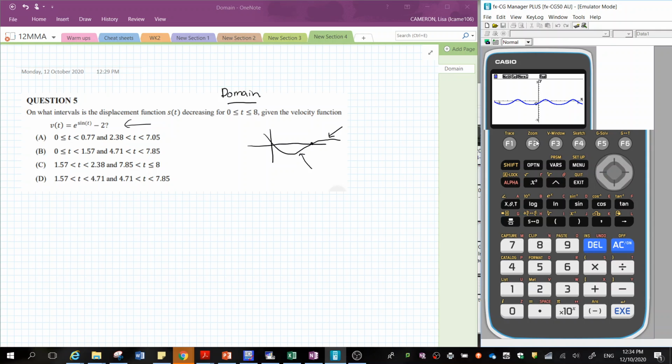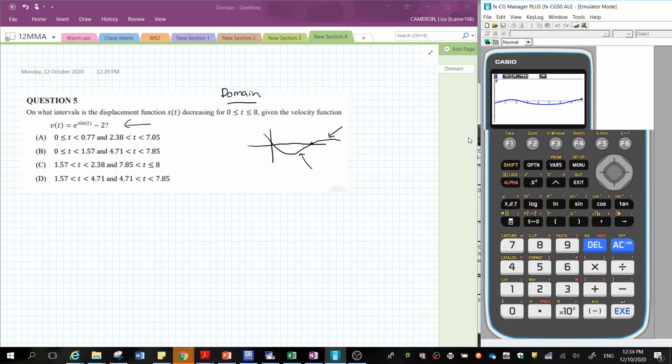Okay, so next thing I'm going to do is change my view window. You don't have to do this, but it definitely helps. So I'm going to go view window. I'm going to change this to what my domain is. So my x minimum is now going to be 0. Maximum is going to be 8. And I'm just going to leave these other ones at -10 and +10. That way I can get a good gist of what's happening. Okay, so now we can draw the function.